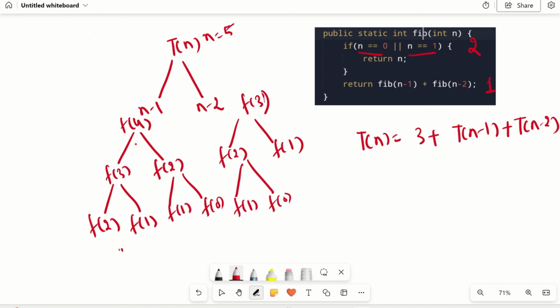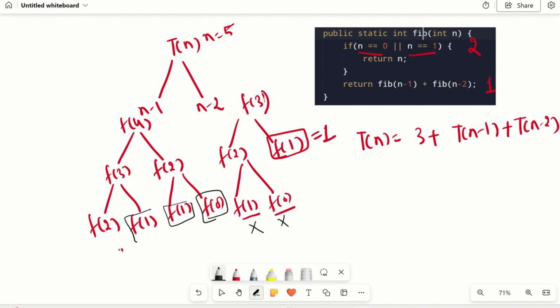f1, as I told you, is the base case. For that you can directly substitute the answer, which equals 1. Similarly here, these are also base scenarios. This is also a base scenario. This is also a base scenario.